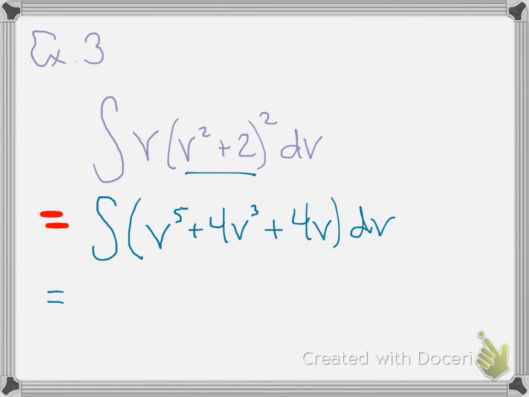So taking the antiderivative term by term, the antiderivative of v to the fifth will be 1/6 v to the sixth, and then we're going to get a plus v to the fourth. When I divide by that new exponent, the fourths cancel, and then we're going to have a plus 2v squared, and then plus c. So hopefully that was the answer that you got.